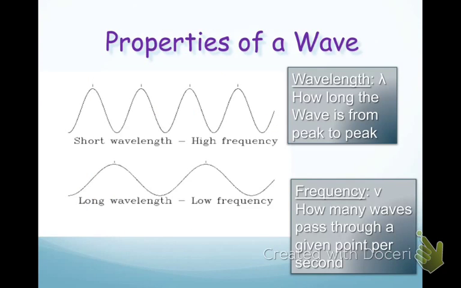So waves have two properties. Waves have a wavelength, and they also have a frequency. And the symbols for each are noted right over here. Wavelength is this symbol here, Greek letter lambda, looks kind of like a backwards H. And wavelength is simply how long the wave is from peak to peak. So if I measure from here to here, this distance is wavelength.